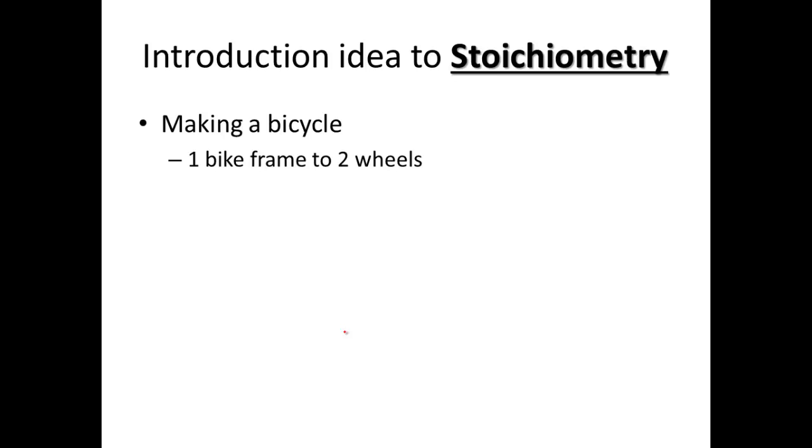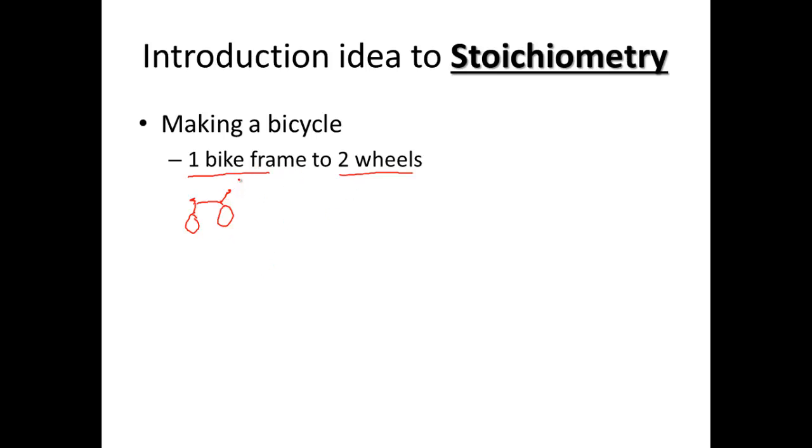Now, a quick introduction idea for stoichiometry. If we were to talk about making a bicycle, this doesn't deal with chemical reactions, but it's a similar concept. To make a bike, you need one bike frame and two wheels. I really can't draw a bicycle, but you've got your handlebars, your wheels, and your seat. You need two wheels to your one bike in order for that to work.